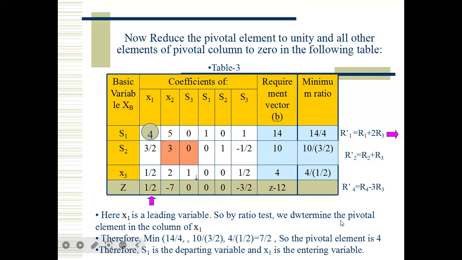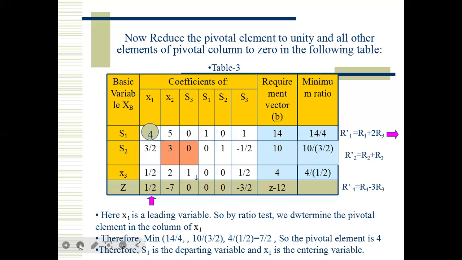So by ratio test we will determine the pivotal element in the column X1. Ratio test means just the requirement vector divided by the element of X1: 14 by 4, 10 by 3 by 2, and 4 by half. So the minimum will be 7 by 2, and we get 7 by 2 in the first element. 14 by 4 equals 7 by 2. This is the actual minimum. So the pivotal element is 4. Therefore S1 is leaving the basic, that means the departing variable, and X1 is entering the basic variable.